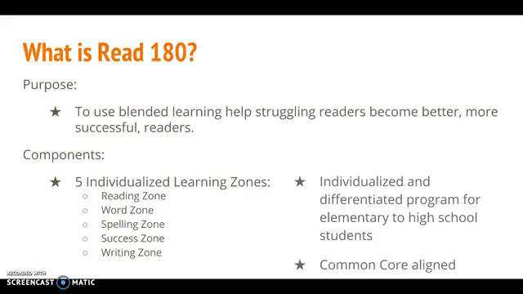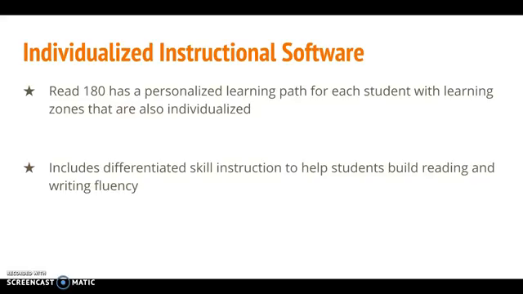So Read 180 is a tool teachers can use that incorporates blended learning to help struggling readers become better and more successful readers. The components of Read 180 include five individualized learning zones: the reading zone, the word zone, the spelling zone, and the success zone, that are all individualized and differentiated for each kid. Read 180 is set up for elementary to high school students and is Common Core aligned.